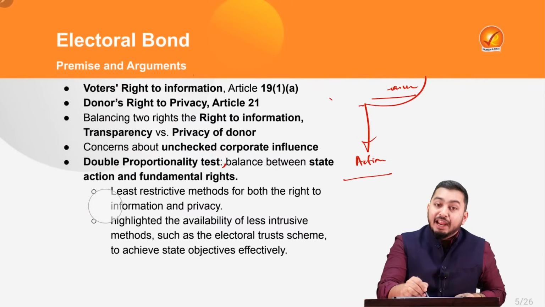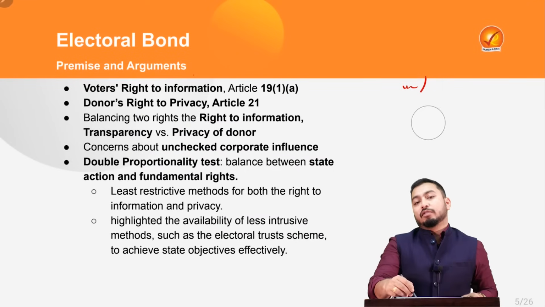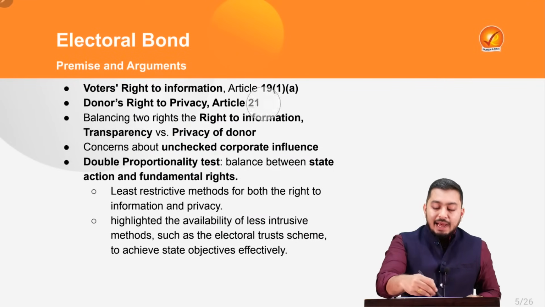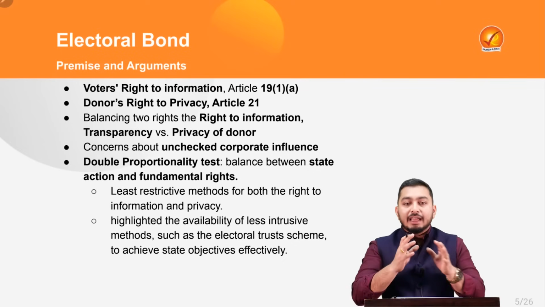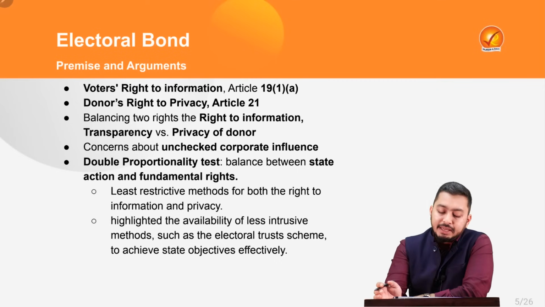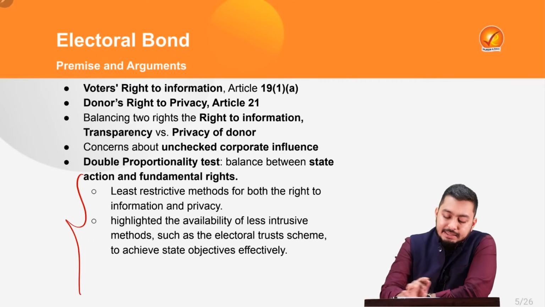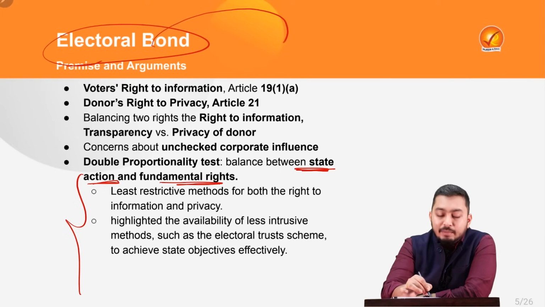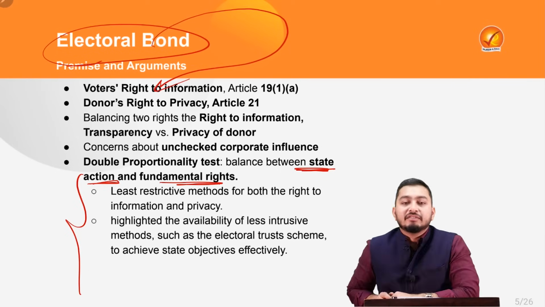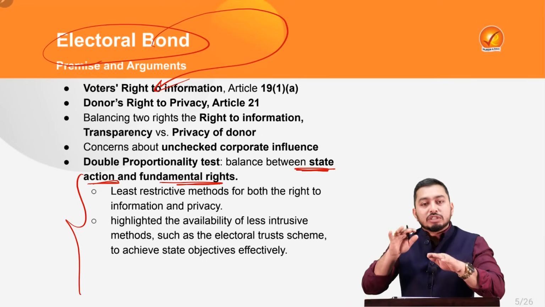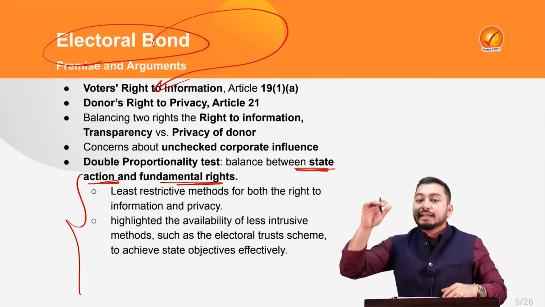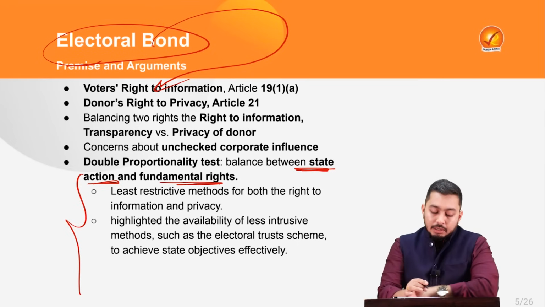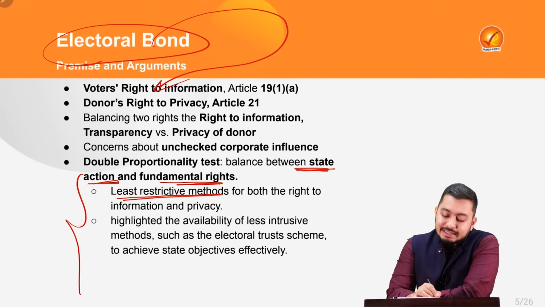Now, the Supreme Court weighed in on the side of right to information and the larger interest of democracy and proactive democracy. Now here in the double proportionality test, it says that you have to balance state action and fundamental rights. The state action here being electoral bonds, and the fundamental right which was to be violated was the right to information. And there was a mismatch, there was a disproportionality between the action and the rights which were taken away, right? Now, you have to go for the least restrictive method for both the right to information and privacy.